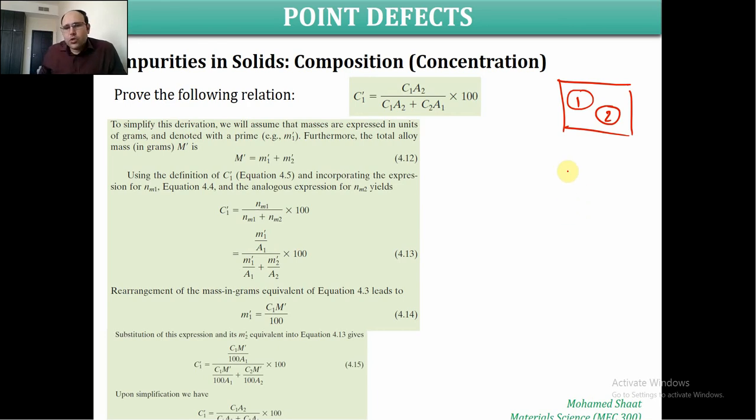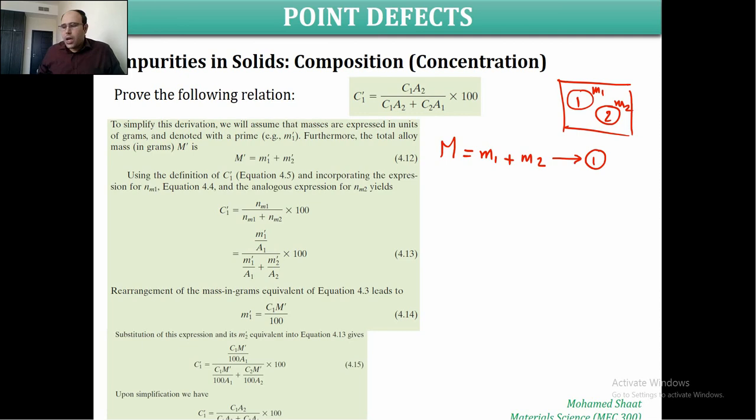So let us assume first that the mass of element 1 is M1, the mass of element 2 is M2. Then if I ask you what should be the total mass of this alloy, so M uppercase stands for the total mass of the alloy, which definitely is going to be the mass of the first element plus the mass of the second element, as long as it is made only of two elements. So it is an intuitive relation.